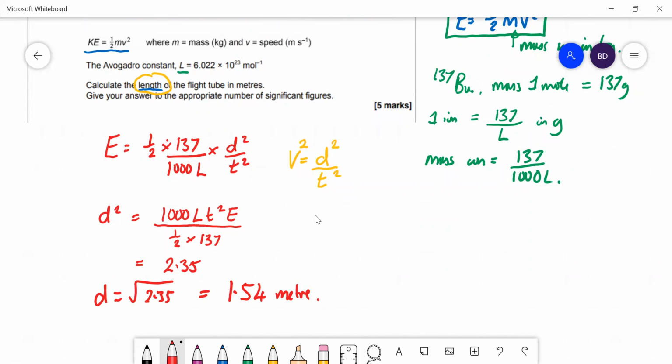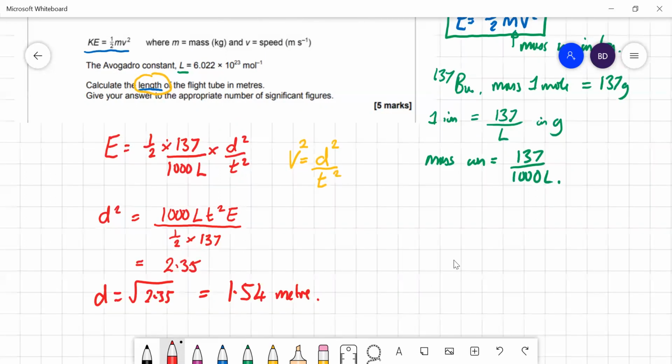And a quick common sense check, yeah, 1.54 meters would be a reasonable sort of size for a piece of apparatus. And if people do this wrong, they get answers of like 10,000 kilometers long, which obviously the piece of apparatus is not going to be that long. So you've obviously gone wrong somewhere if you get an answer like that.